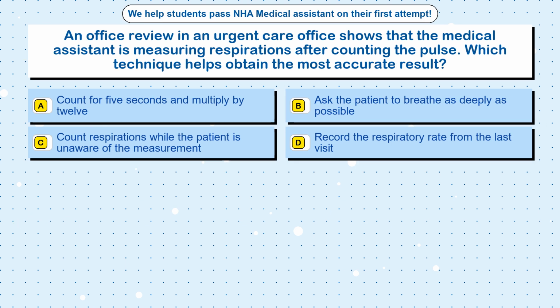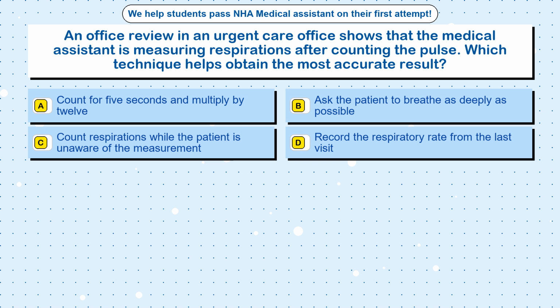Question 70. An office review in an urgent care office shows that the medical assistant is measuring respirations after counting the pulse. Which technique helps obtain the most accurate result? Option A. Count for 5 seconds and multiply by 12. Option B.